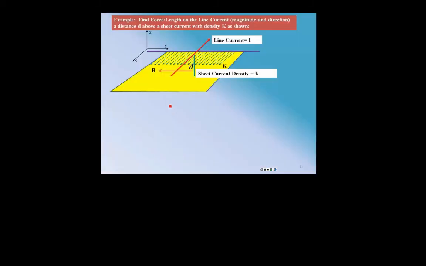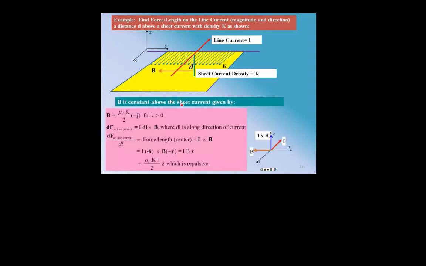Suppose we have this sheet of current with density K, and we put a line current that I show here, directed along the x-axis in the negative x direction. On the top, if this is above the plane, our B is heading in the negative y direction. This line current is a distance d from the sheet current plane. B is constant and does not depend on Z, so for all Z we have this B here. What is the force on the line current?